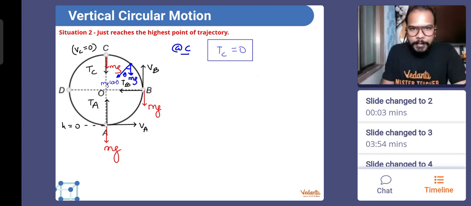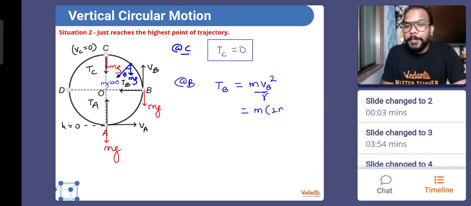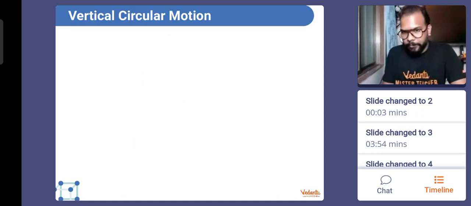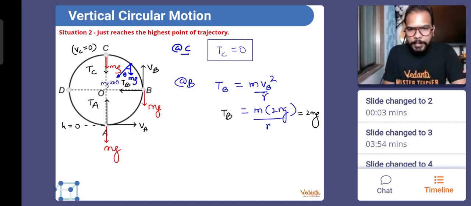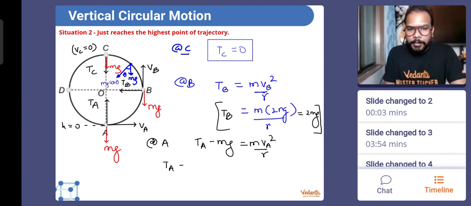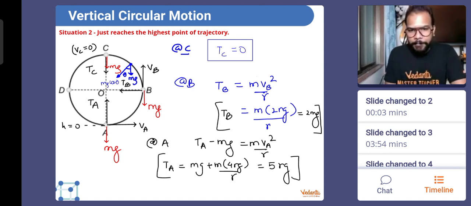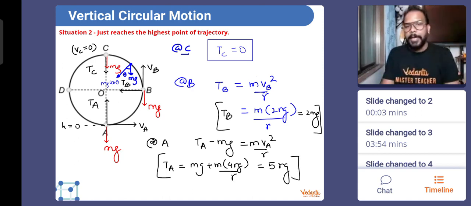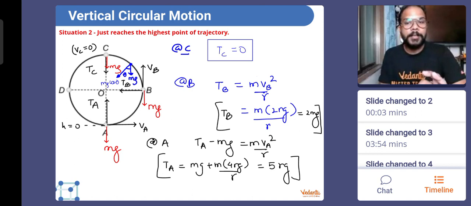Okay, at b tb is equal to mvb square by r, और vb का मिनिमम वैल्यू क्या था? vb का मिनिमम वैल्यू था root 2rg. ओके, vb मिनिमम वैल्यू अंडर रूट 2rg, स्क्वायर करोगे r और r कैंसिल करोगे, 2mg is the minimum value of tension. Okay, and at a ta minus mg is equal to mva square by r. So ta is equal to mg plus m 4rg by r. तो ये कितना हो गया? 5mg. Okay, actually tension का expression is not that important. Expressions of velocities are very important, and remembering the condition is the most important.